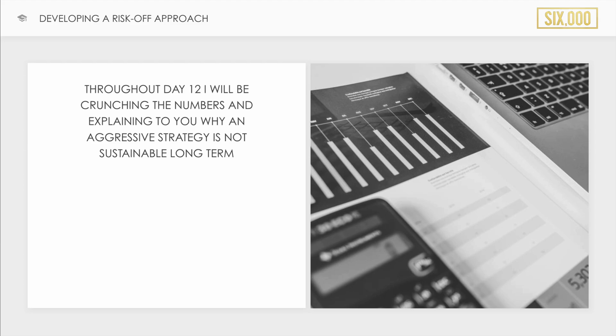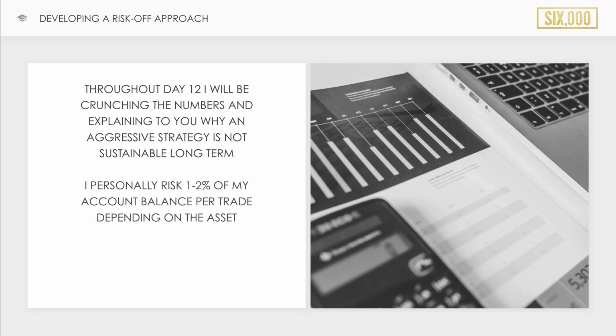$3,000 in just 3 trades. Then, of course, making that back is not as easy as just placing another 3 trades. And this is something I'll go over today. I personally risk 1 to 2% of my account balance, sometimes even less than 1% per trade, and this depends on the asset I'm trading.